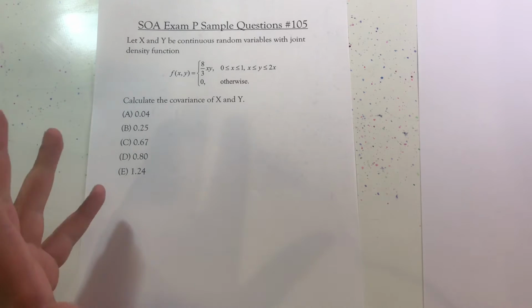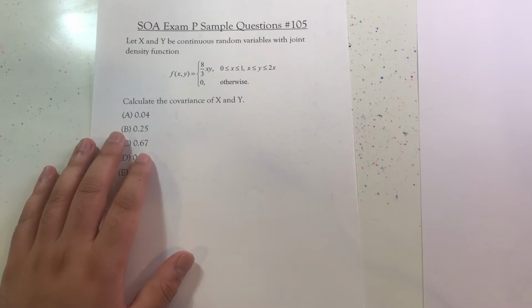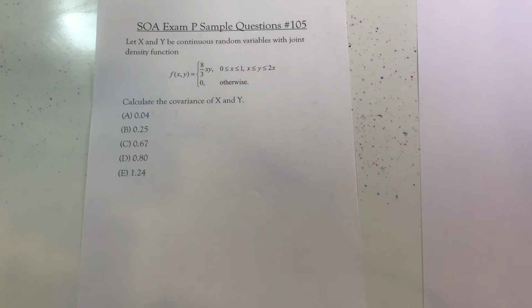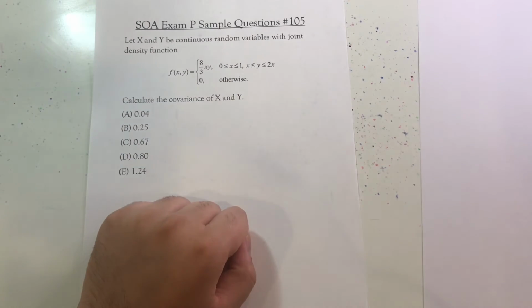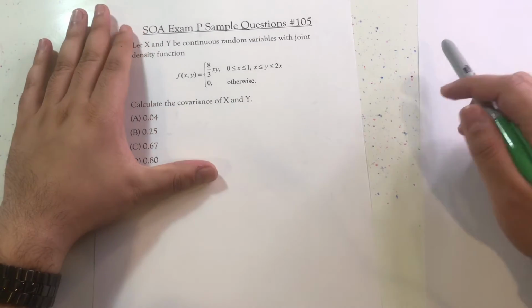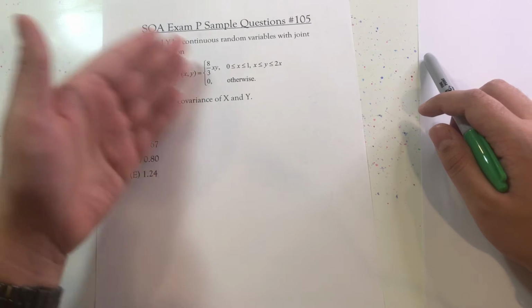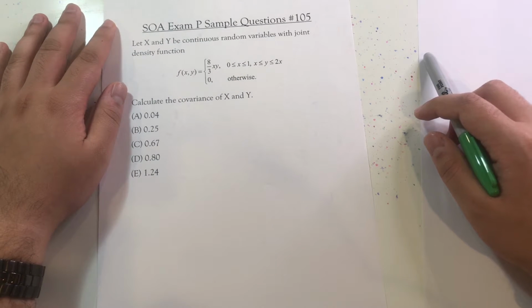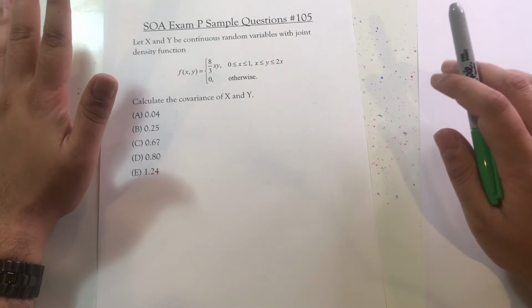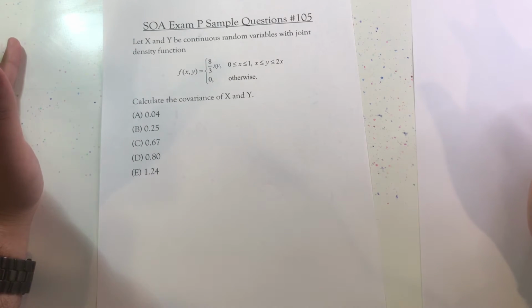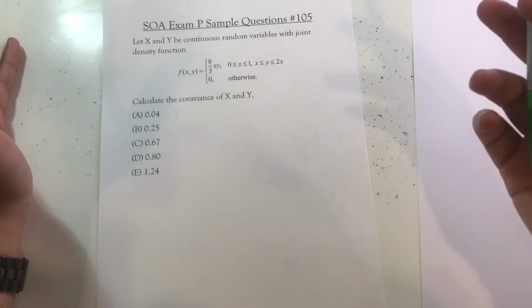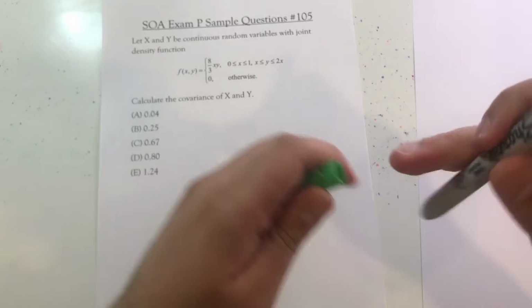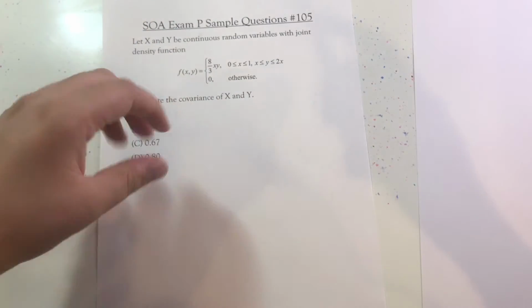All right, so in this video, we're going to go through sample question 105 from the Society of Actuaries Exam P list of sample questions. The question reads, let X and Y be continuous random variables with the following joint density function. We need to calculate the covariance of X and Y. All right, so what do we need to know? Overall, this is a fairly simple problem, very standard. You should be familiar with the following formula.